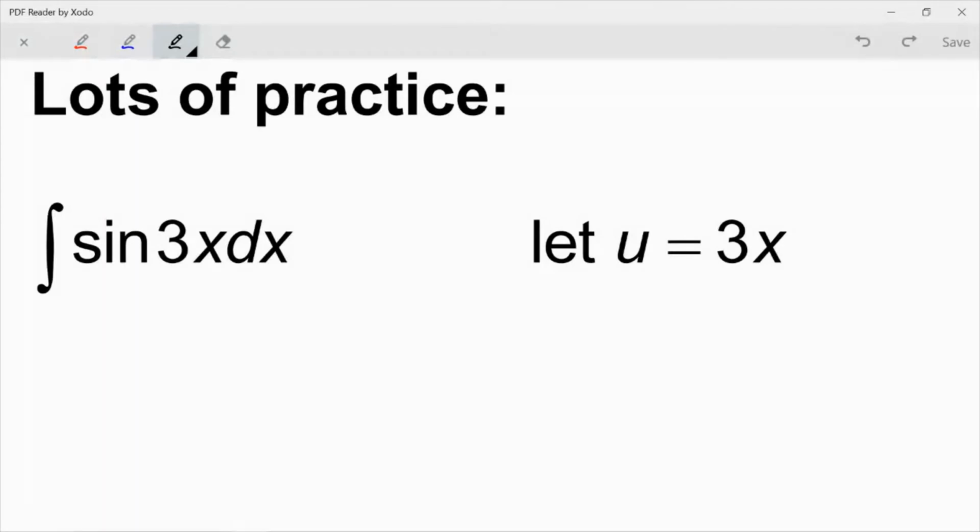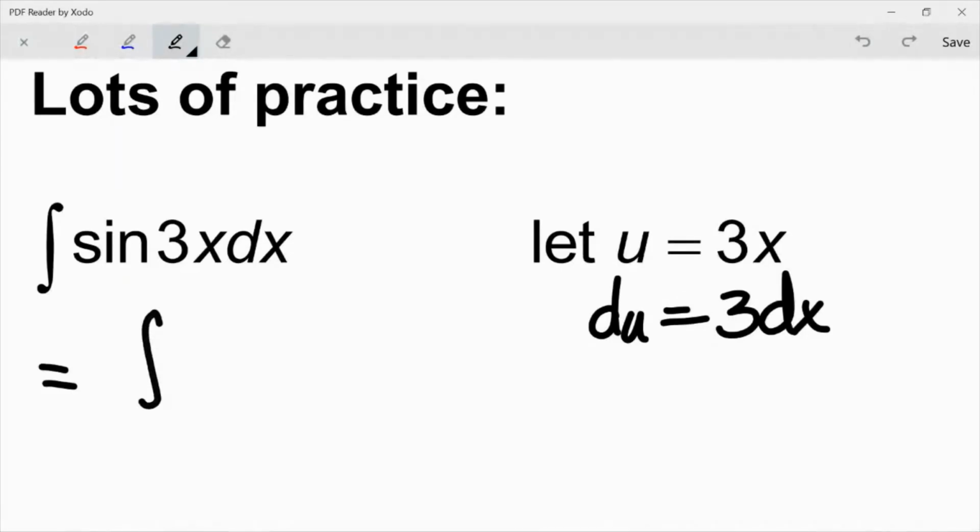Okay, so we're trying to integrate sine 3x dx. Some of you might be able to do that in your head, but we're going to use the u substitution process. So this says let u equal 3x. That means my du would be 3 times dx. And remember, that's because du dx would be 3, and then I multiply the dx over. So for this integral that I had, I need to have a 3 dx in it.